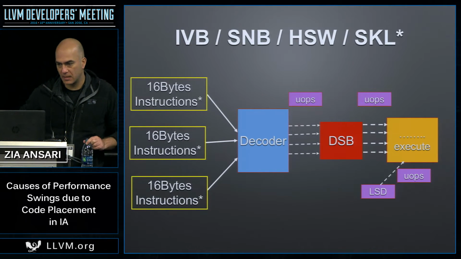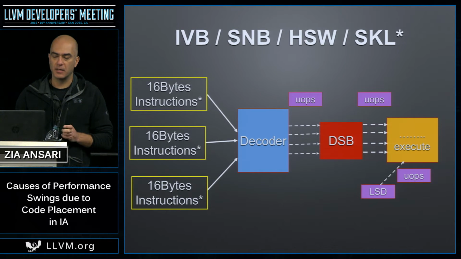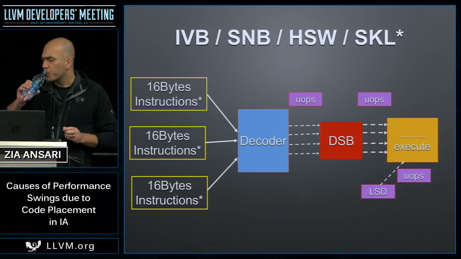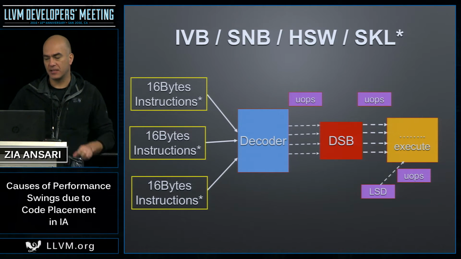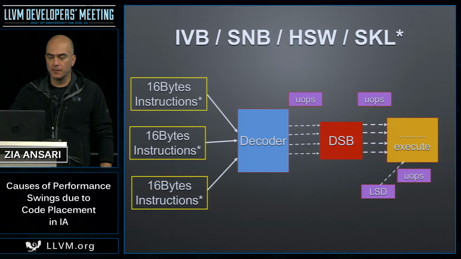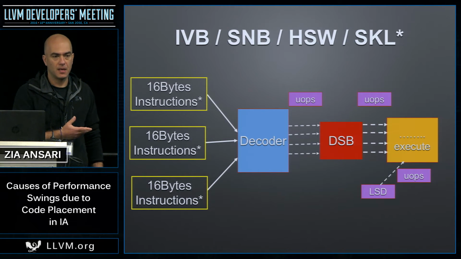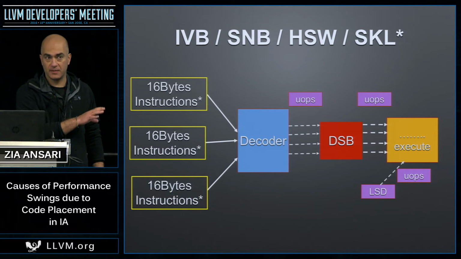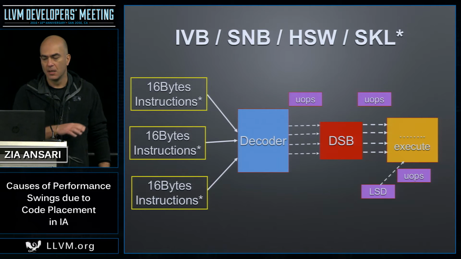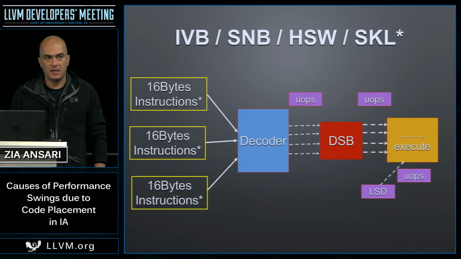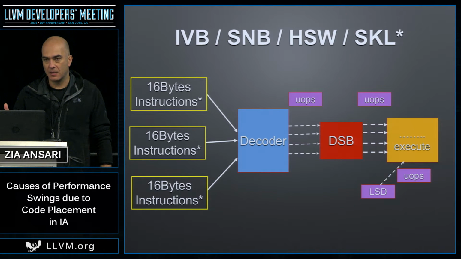In comparison, here's a diagram of the newer generation architectures. The picture looks almost exactly the same as the previous one, except for the addition of this DSB. Same principle: you're grabbing 16 bytes of instructions at a time. The asterisk indicates that for Skylake it's actually 32 bytes. Feed these into the decoder, get the UOPs. Now, before we feed the UOPs to the rest of the execution pipeline, we store them in this DSB, which is effectively a UOP cache.